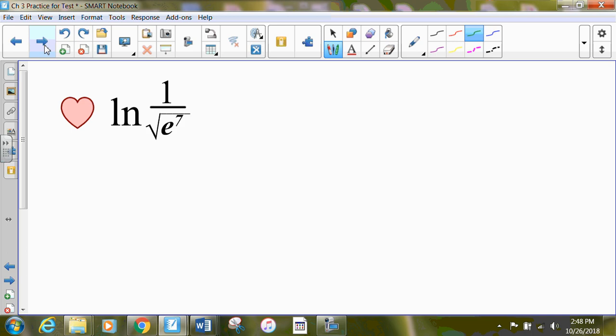Now, there are two different ways to solve this. The first, I'm going to use the way that I taught in 3.1, and that is, hey, it's a natural log. Let's go ahead and set it up with another way to write natural log. That's right, log base e. I'm just going to rewrite this whole thing and set it up equal to what? What is log base e of 1 over root e to the 7th?